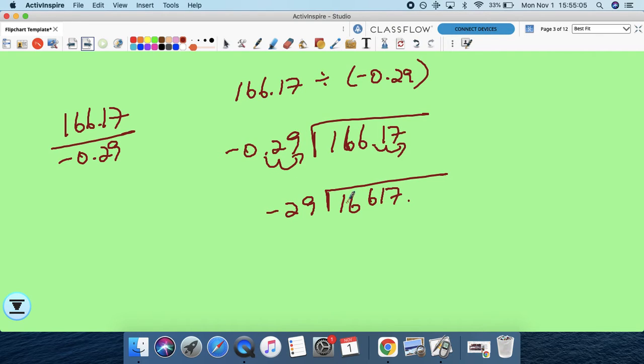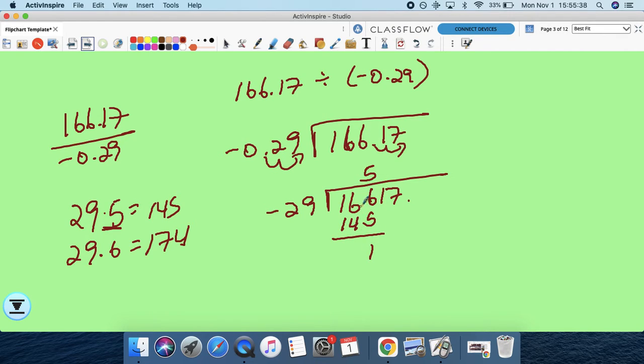29 goes into 1? No. 29 goes into 16? No. 29 into 166? Yes, about 5 times. Let's see what 29 times 5 is. It's 145. That's going to be enough. So I'm going to put a 5 over here. Let me show you. 29 times 6 is 174. So that's too much. Let's use 5. 145.